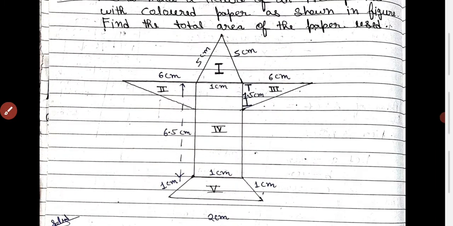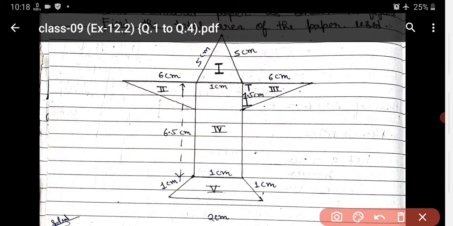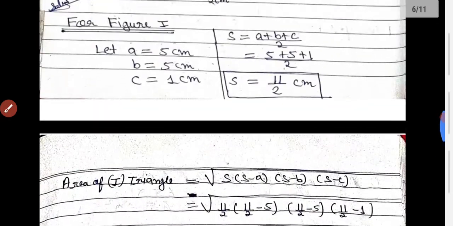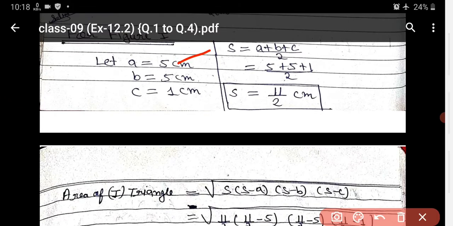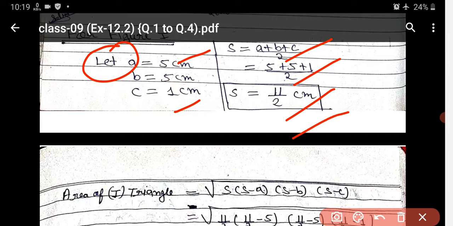For the first figure, it has the first side, second side, third side. Three sides are there: 5, 5, 1. So just find the area of the triangle first. For the first triangle, A is equal to 5 centimeter, B is equal to 5 centimeter, C is equal to 1 centimeter. You have to write that. Then find the value of S. That is, S is equal to (A plus B plus C) by 2. Put all the values, we will get 11 by 2 centimeter.